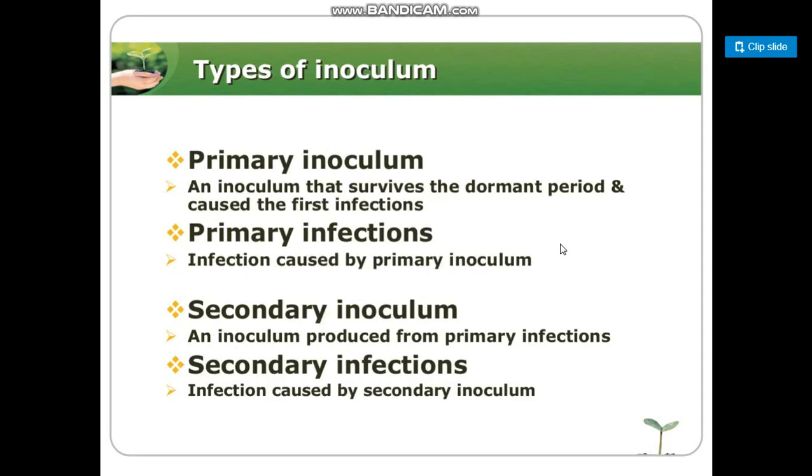Primary inoculum: an inoculum that survives the dormant period and causes the first infections. Primary infections are infections caused by primary inoculum. Secondary inoculum is inoculum produced from primary infection. Secondary infection is infection caused by secondary inoculum.